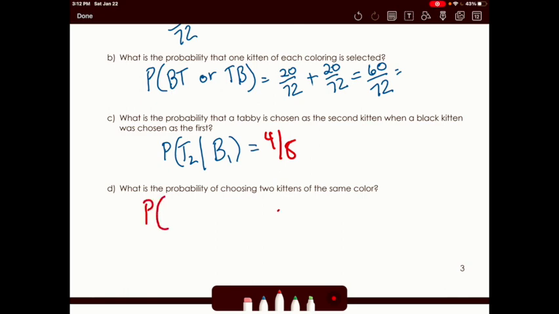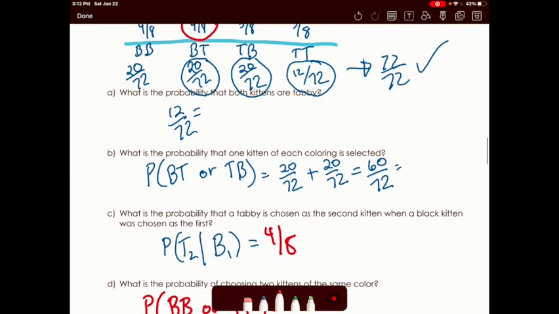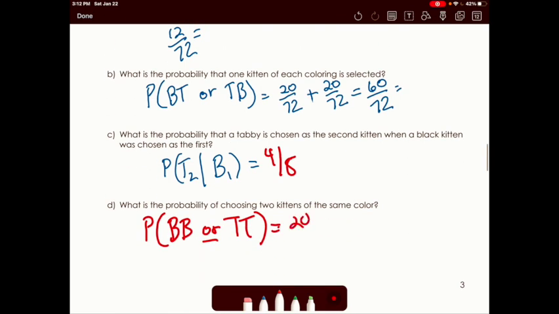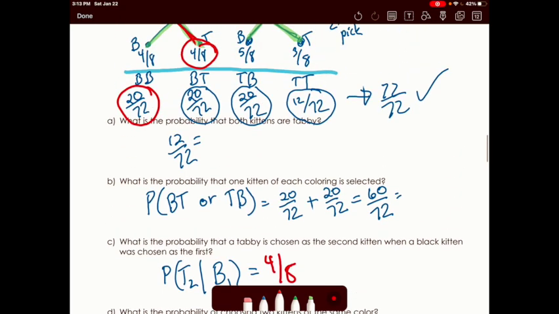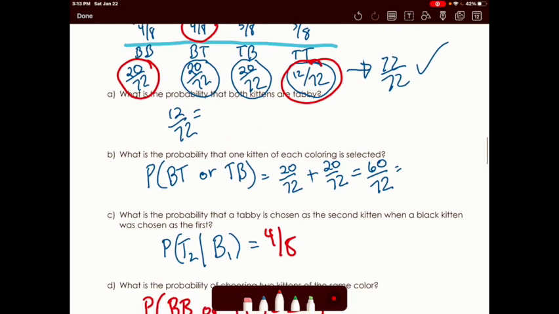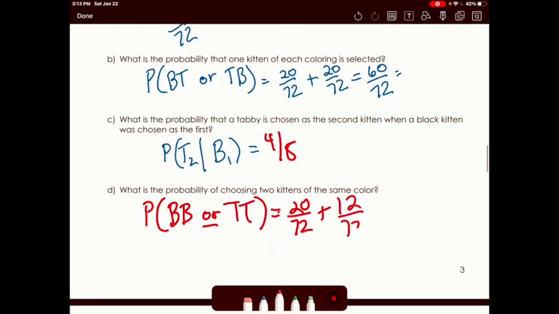Okay, part D says, what is the probability of choosing 2 kittens of the same color? So that means we're looking to see what's the probability of getting 2 blacks or getting 2 tabbies. So or means we're going to add. So I'm going to look at the probability of getting 2 blacks. That's 20 over 72, plus, when I look at the probability of getting 2 tabbies, that's 12 out of 72. And so when I add that, that's going to be 32 out of 72.